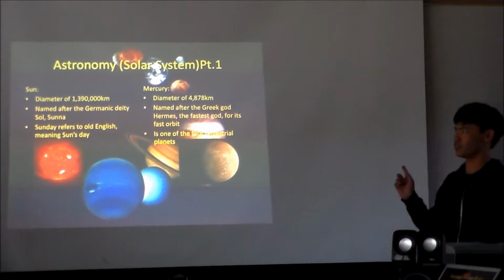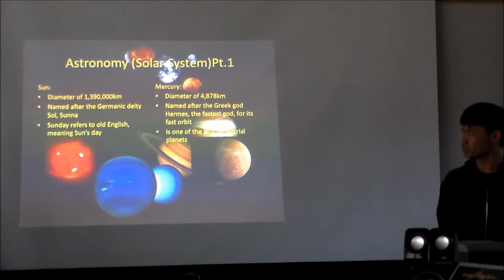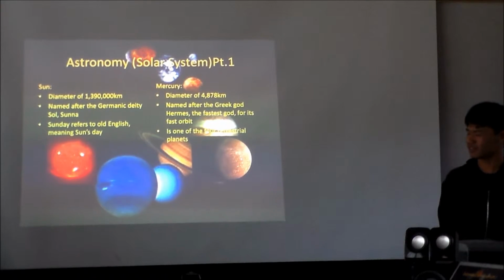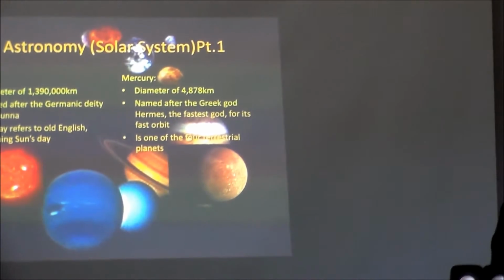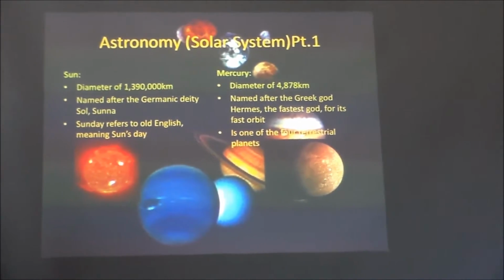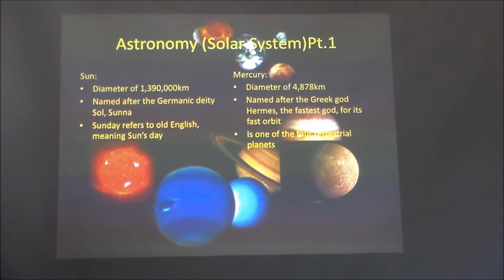Astronomy, Solar System Part 1, the Sun. It has a diameter of 1,039,000 kilometers. It's named after the Germanic deity Sol or Sunna. Sunday refers to the Old English meaning sun's day, and Mercury has a diameter of 4,878 kilometers.